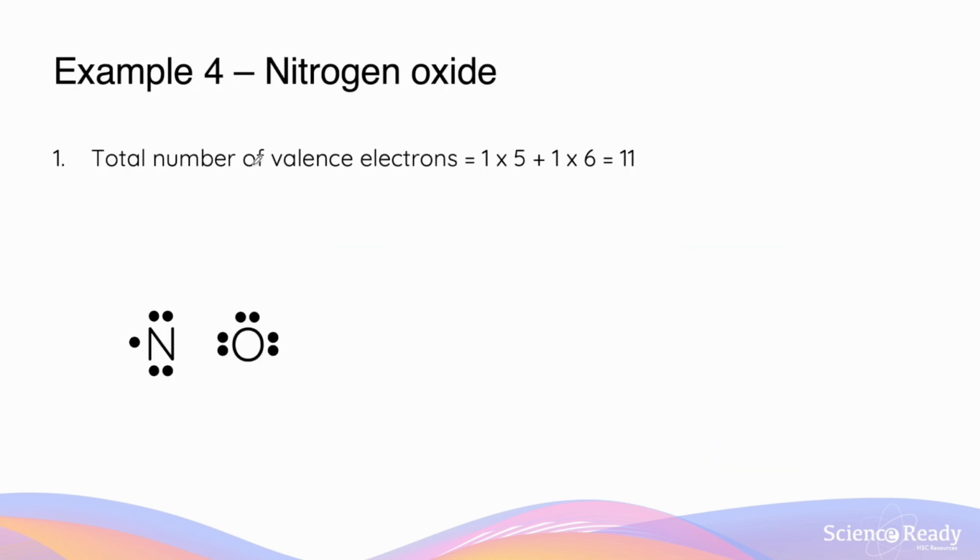Let's draw the Lewis dot diagram for nitrogen oxide. Nitrogen oxide consists of a nitrogen atom and an oxygen atom. The total number of valence electrons will be 5 coming from the nitrogen and 6 coming from the oxygen, which gives us a total of 11. Because there are only 2 atoms in this molecule, we don't need to consider which one is the central atom. But for the sake of revision, nitrogen is less electronegative than oxygen. So we'll draw the 2 atoms surrounded by their valence electrons.